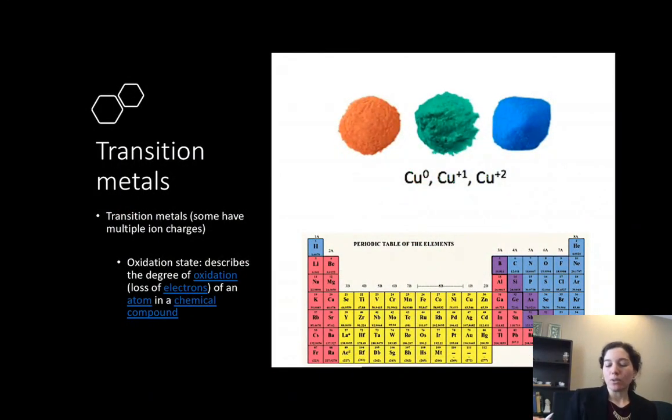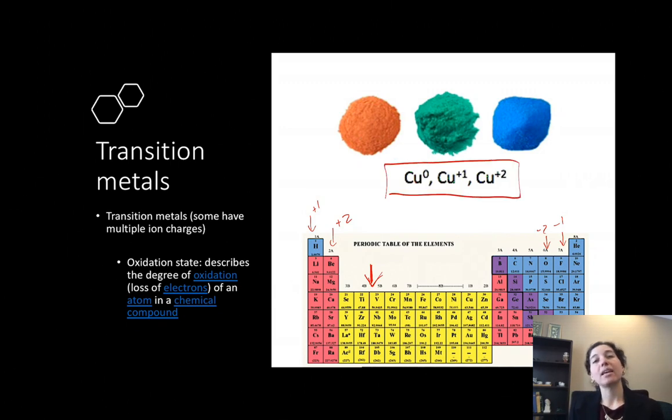Transition metals. So this encompasses these yellow metals down here. Transition metals, what's unique about these is they have multiple charges. So we had discussed how each group here, this is a positive 1, this is positive 2, tends to form specific ions, right? This will be a -1, this will be a -2. But transition metals, they're strange because they can have different charges on them. So this is an example of copper here. You can actually see these look very different depending on their different charges. So copper 0 is the brown one, copper +1 is green, copper +2 is blue.